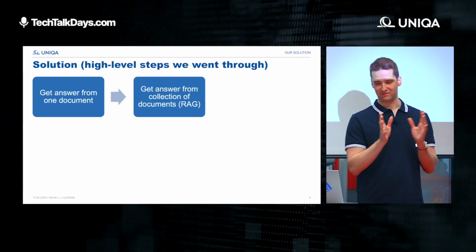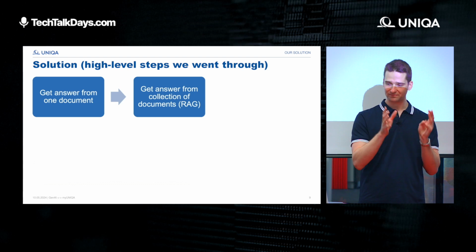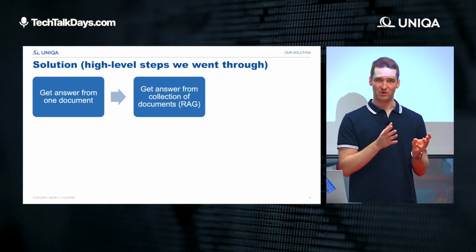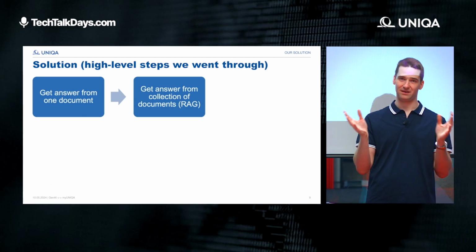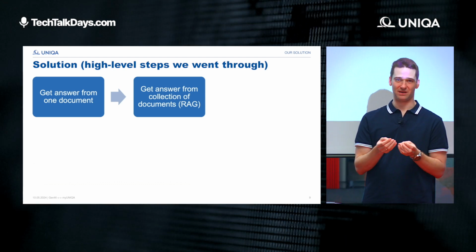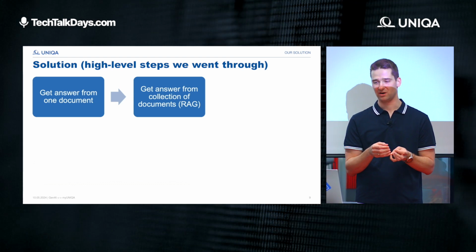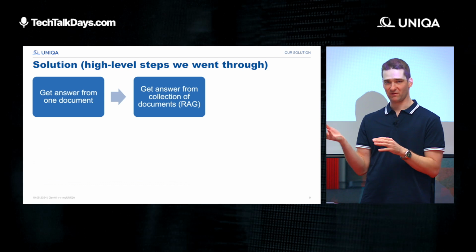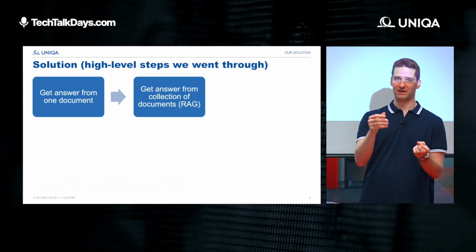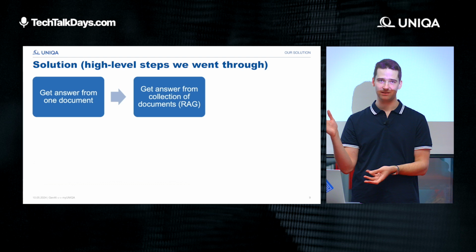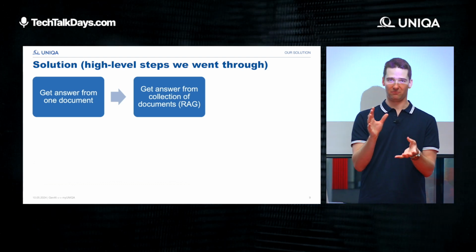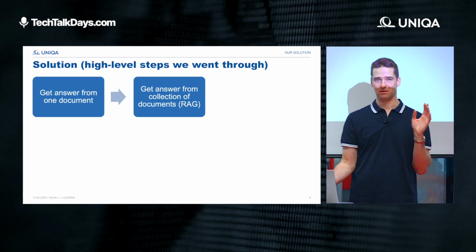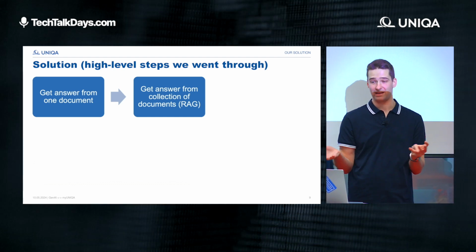The next step, after having this answer from one document, was getting the answer from a collection of documents. At the point when we started, the context windows of the most powerful models were not large enough to cover the cases where a customer, for example on our side, has for one product 6 or 7 PDFs that are relevant, and we would need to put all of those documents into the prompt in order for the AI to be able to provide a possible answer.